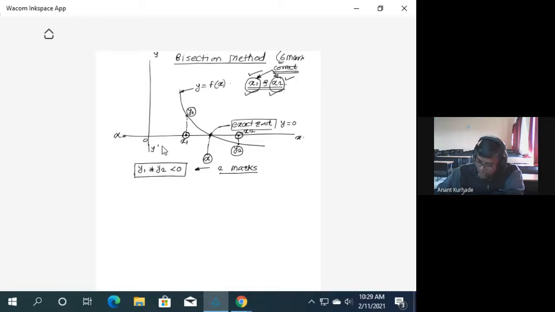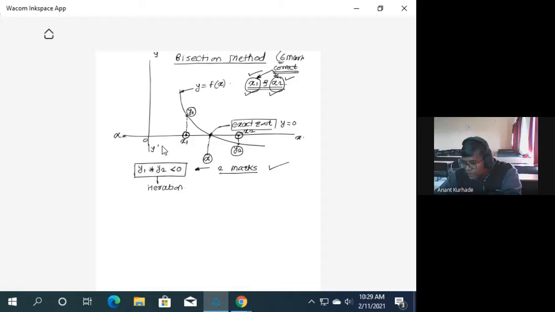You have to calculate y1, y2 and take the product. Then you can write: here y1 times y2 is negative, which means it is less than 0. So in this case, we can say the initial guesses are correct. Now, if we find the initial guesses are correct, then what next? Then you have to move further to the iterations. See, we have 3 methods: bisection, Newton-Raphson, and successive approximation method.